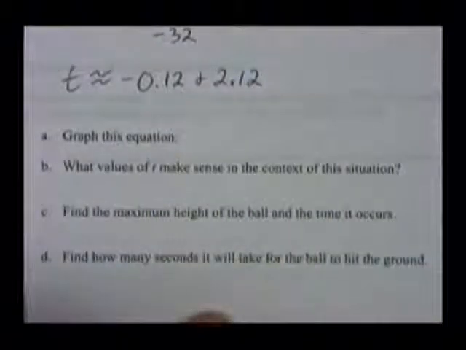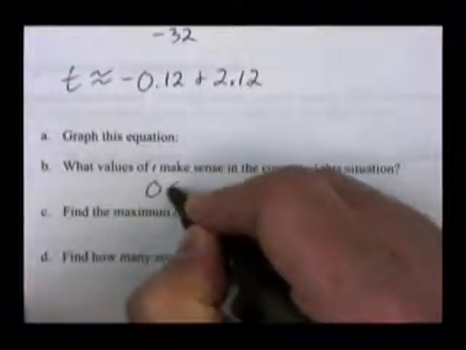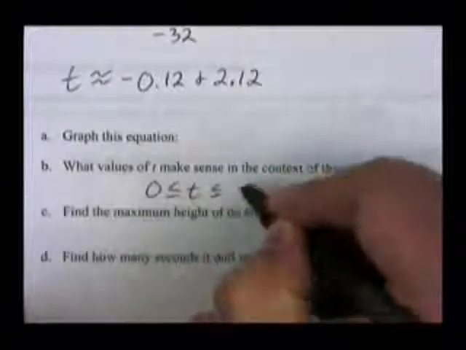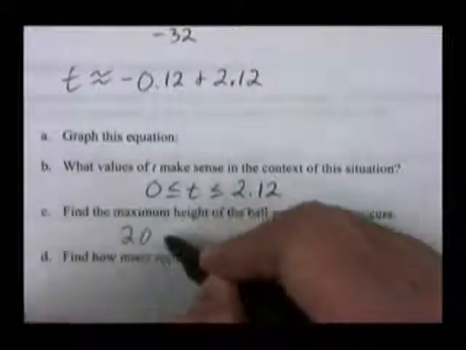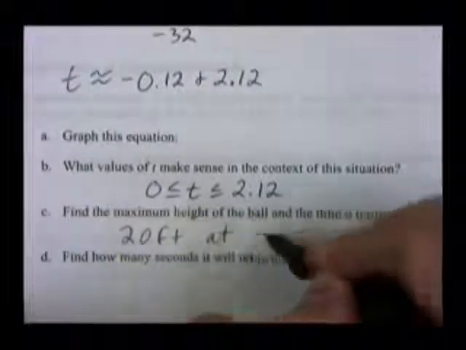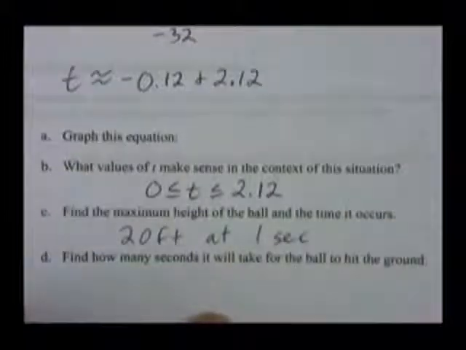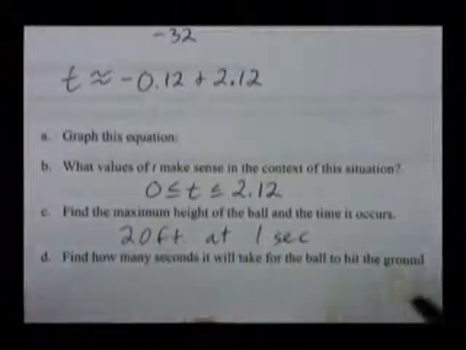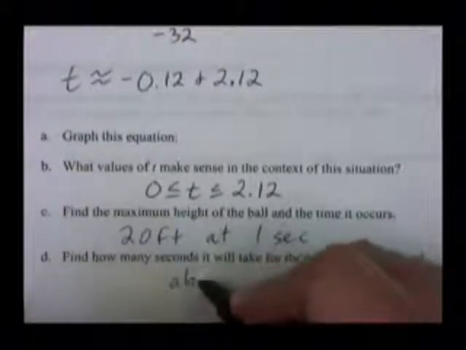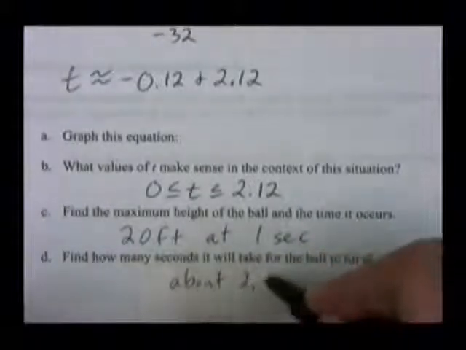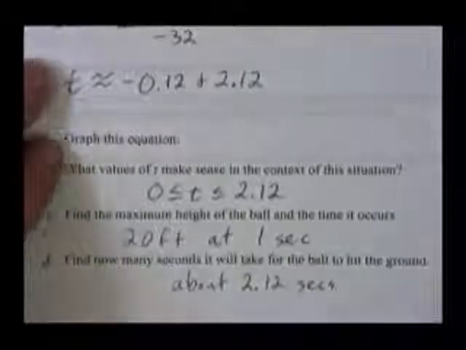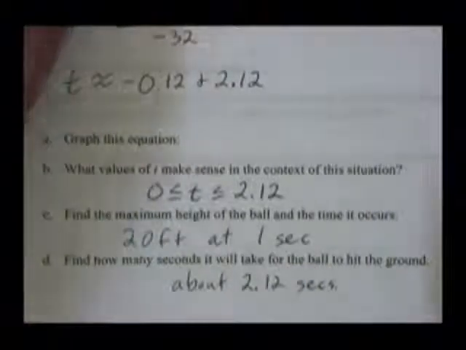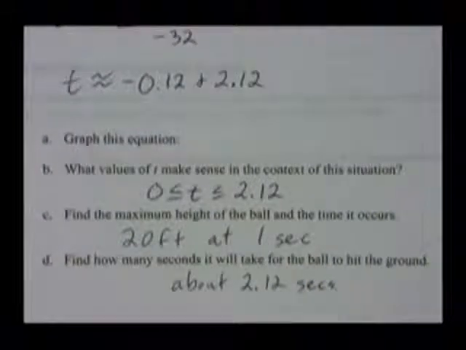So values of t that make sense in this case are t's between 0 and 2.12. The maximum height is 20 feet, and that occurs at 1 second. And how many seconds will it take for the ball to hit the ground? About 2.12 seconds. All right, so that is the ideas with quadratic equations.